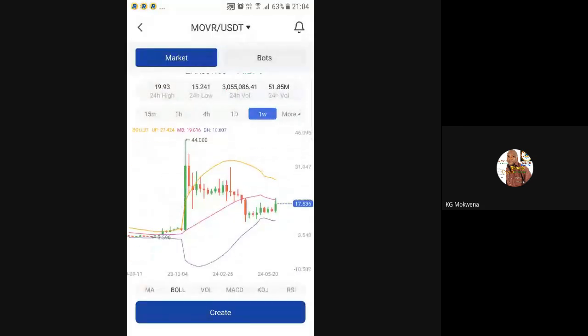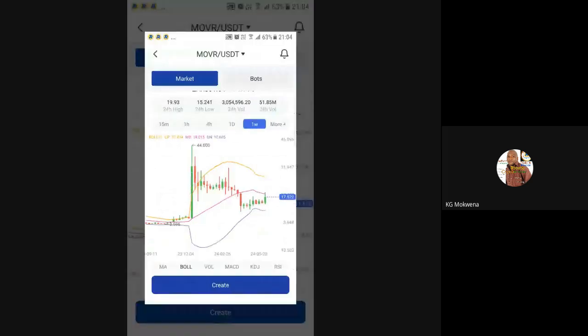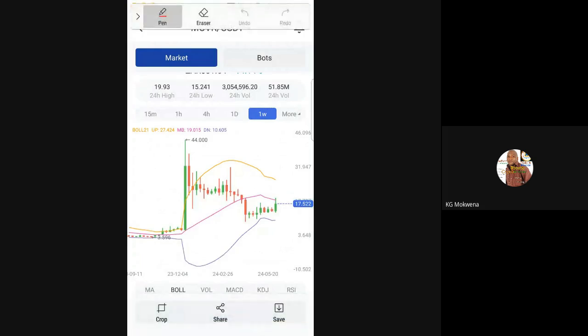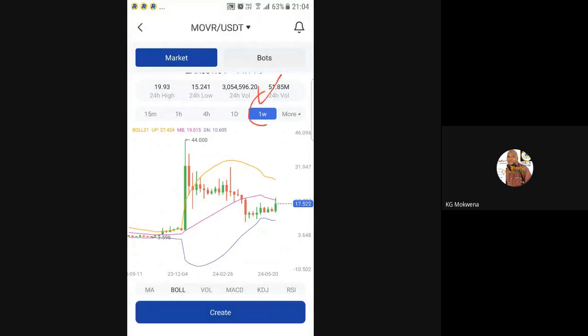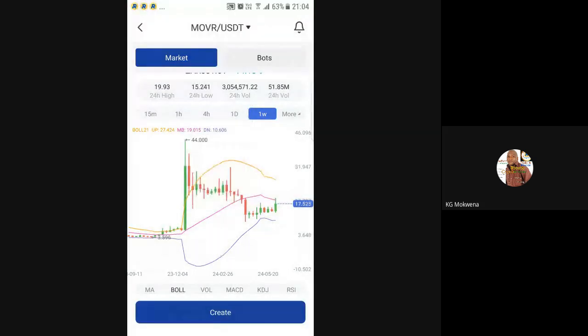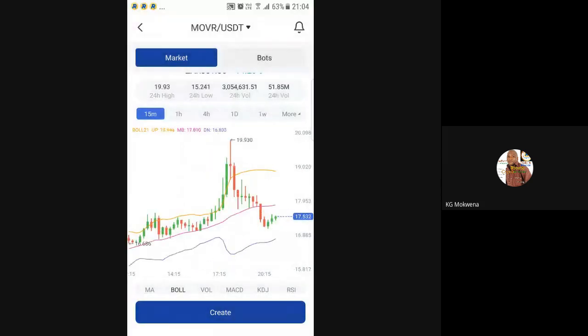Look, it has actually tested the moving average. Oh, no. This is weekly. This can be very deceiving. We want to see what is happening on a smaller time frame. Let's go. Okay, yes, I will still go back into this market.